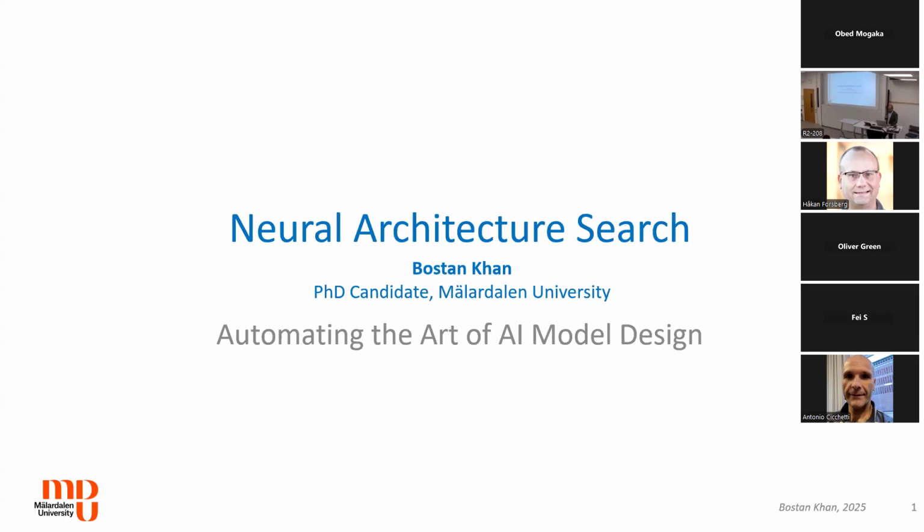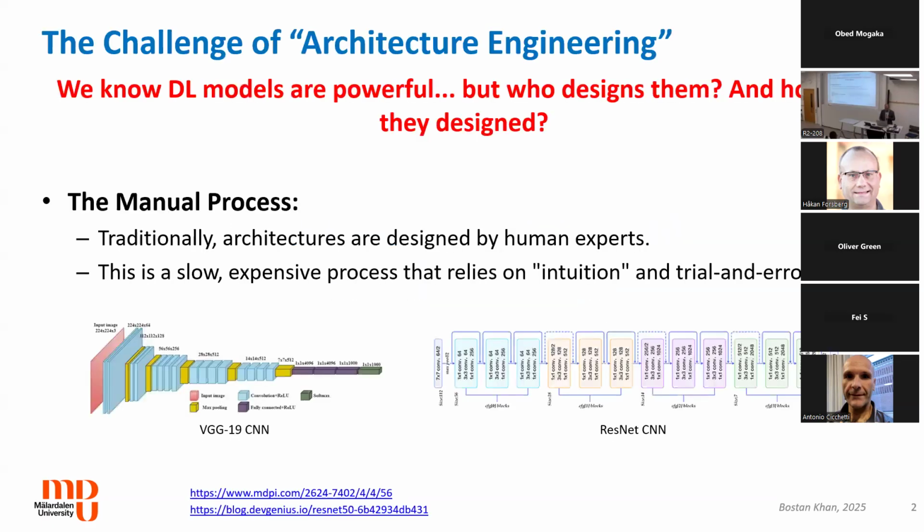And we will be talking about neural architecture search now, and it is basically automating the art of AI model design. So we have this term called architecture engineering in deep learning.